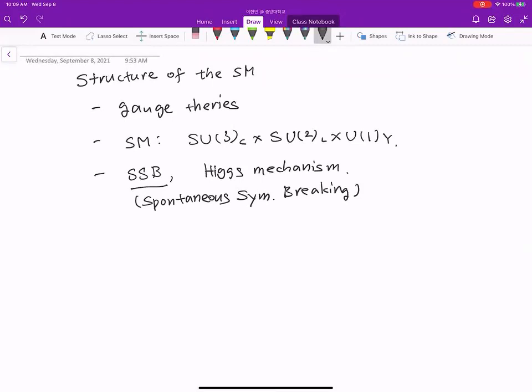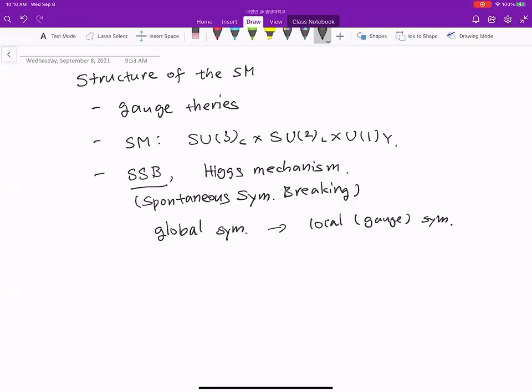Actually, the idea of spontaneous symmetry breaking in particle physics is from the breaking of global symmetry. So maybe you have to distinguish between global and local, or gauge, symmetries. There is a crucial difference between global and local symmetries.